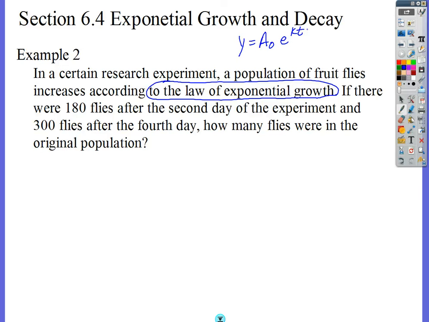And here's what I'm going to tell you, is that if they give you two data points like this, where one of them is not the original amount, you need to do it this way, okay? So what I do is I set up a table. I set up a table of days, and I'm going to say number of flies. They tell me that on 2 days there were 180 flies. And on 4 days there were 300 flies.